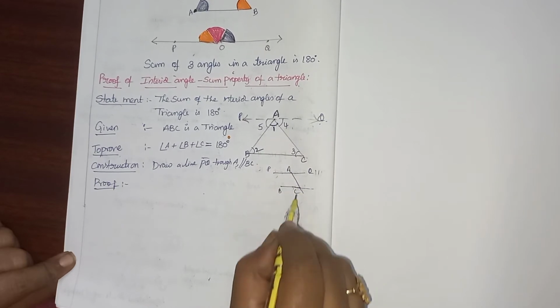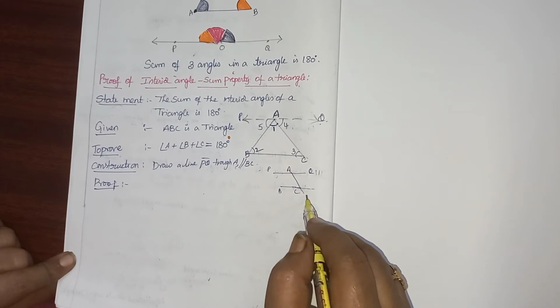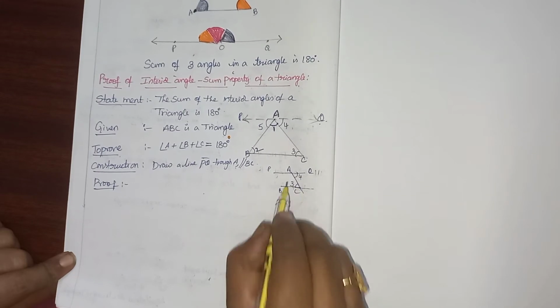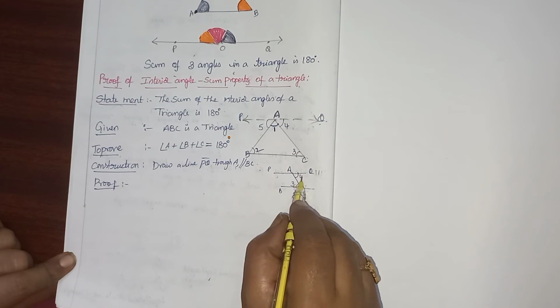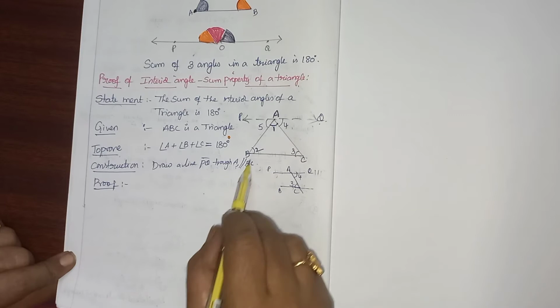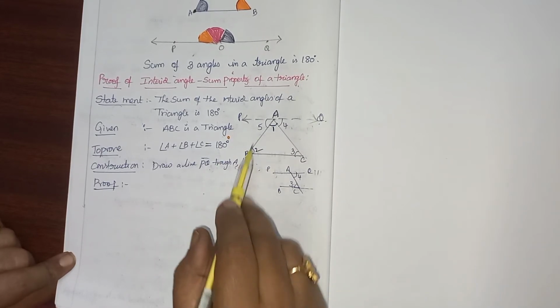Observe what is the AC? These two are parallel lines. AC is called transversal. Here angle 4 and angle 3 is there. These two are which angles? Alternate interior angles. Okay, students, we can draw a PQ through A parallel to BC.